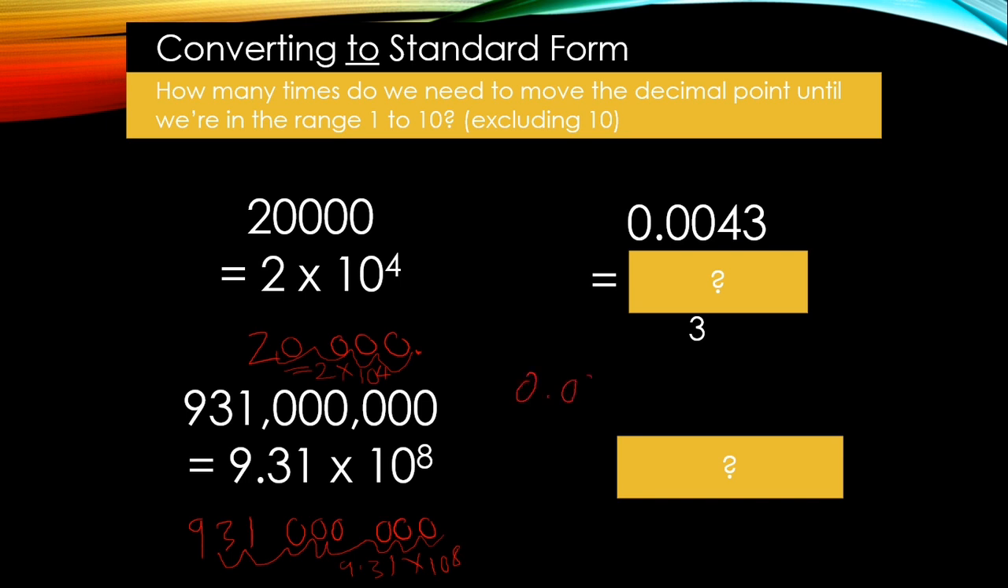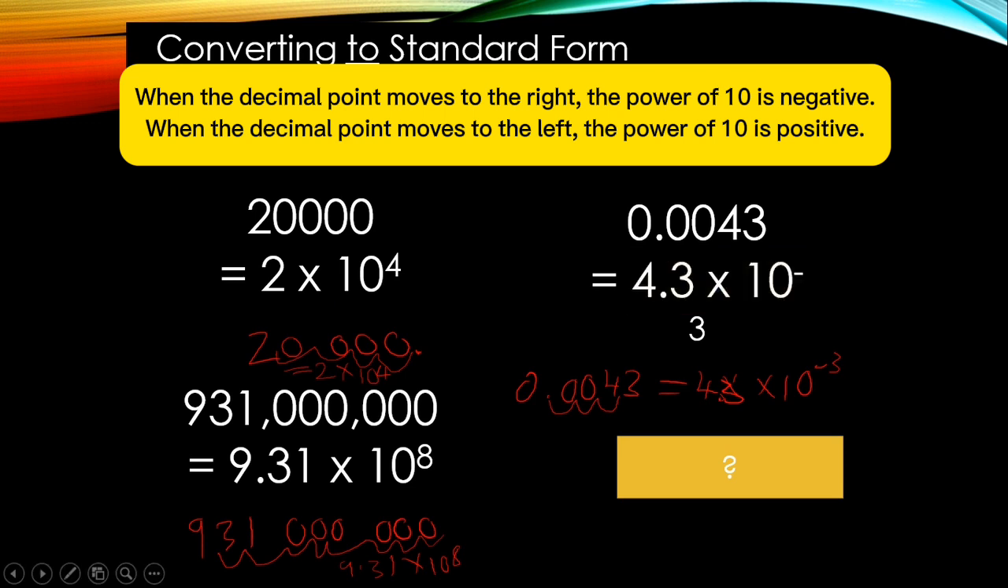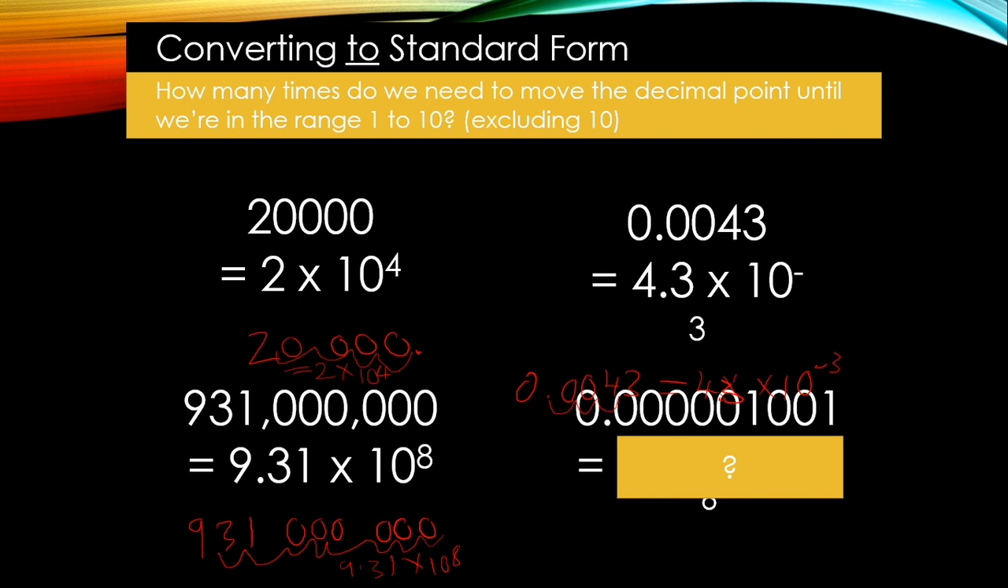The next number is 0.0043. To convert it to standard form, 0.0043 is equal to, we need to make it 4.3. 1, 2, 3. So it will be 4.3 multiplied by 10 to the power minus 3. Have you noted the difference? If we move our decimal point to the left, the power is positive. But now that we are moving the decimal point to the right, the power is negative. So here it will be 4.3 times 10 to the power minus 3.